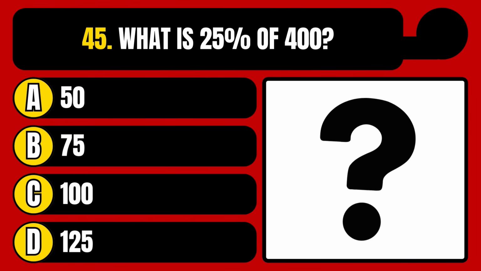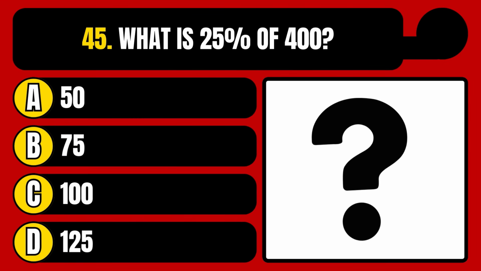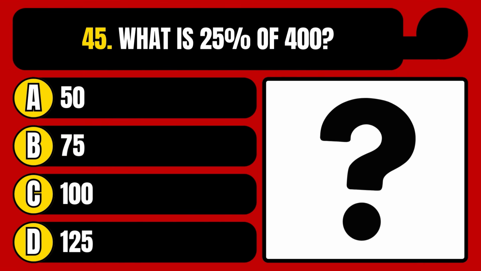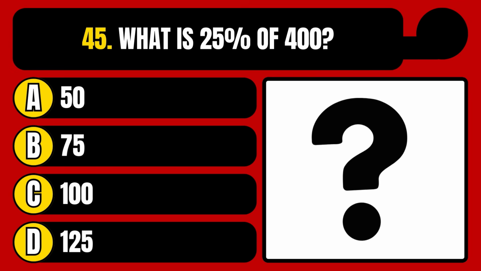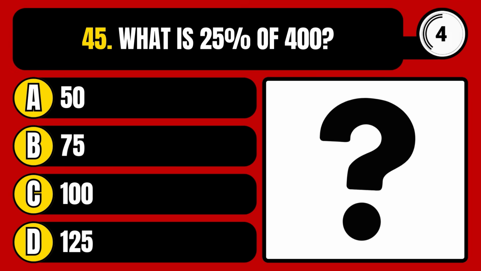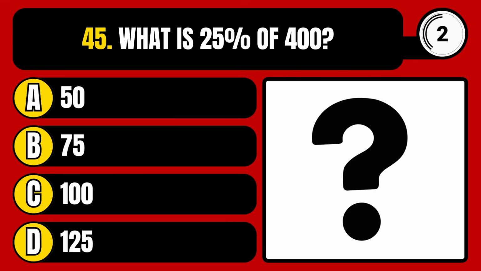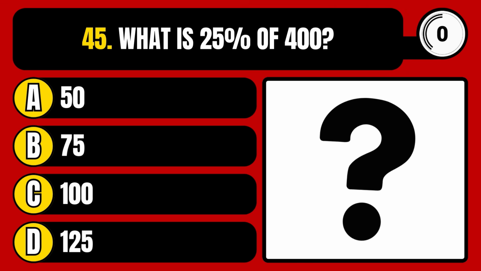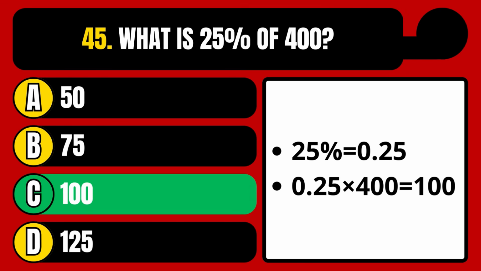What is 25% of 400? 50, 75, 100, or 125? The correct answer is option C, 100.